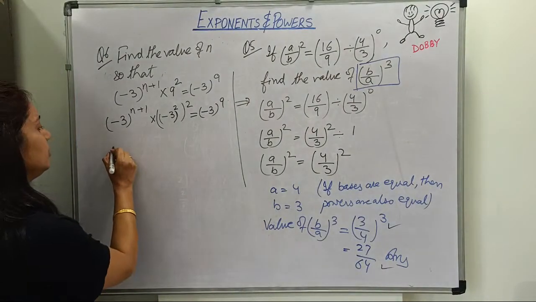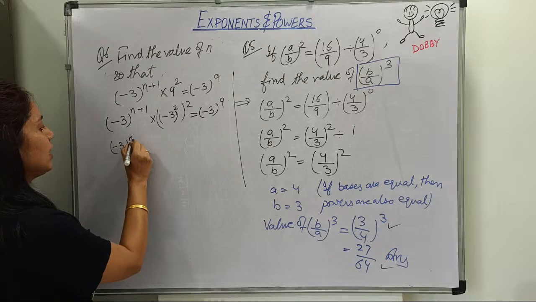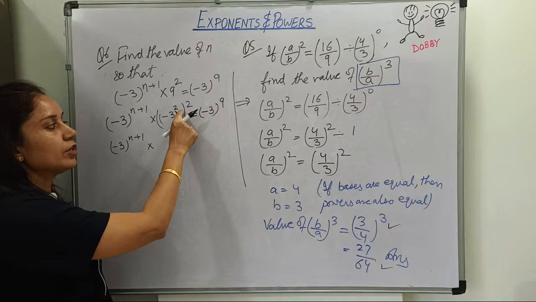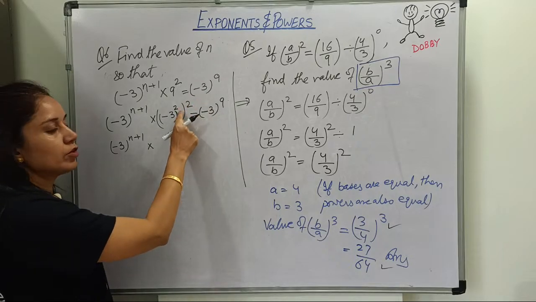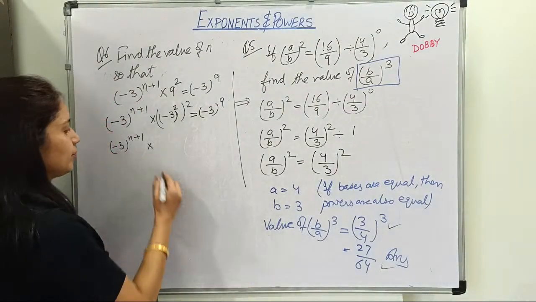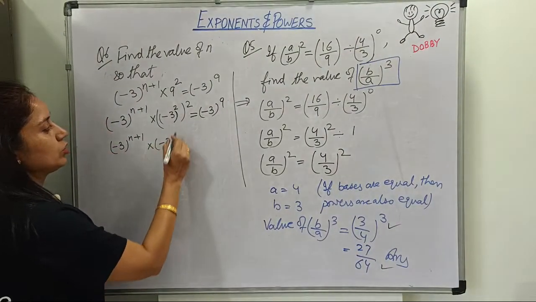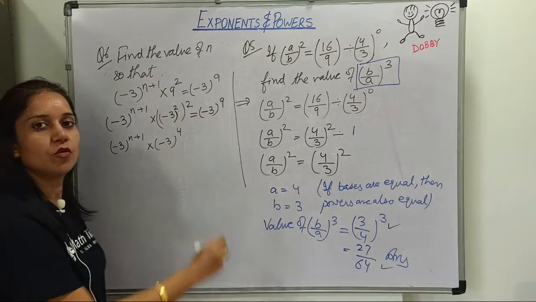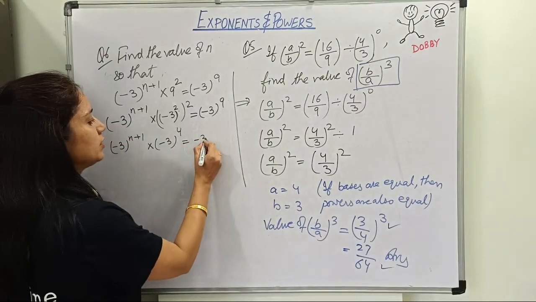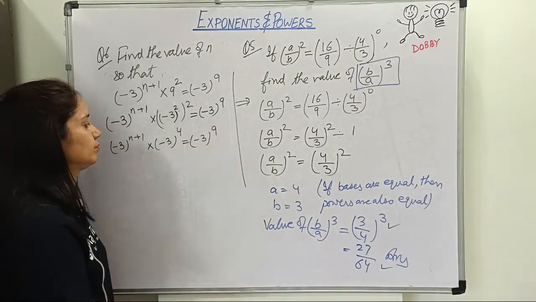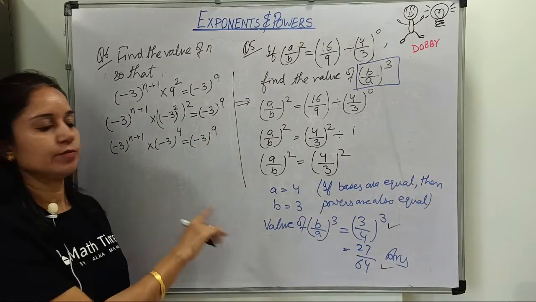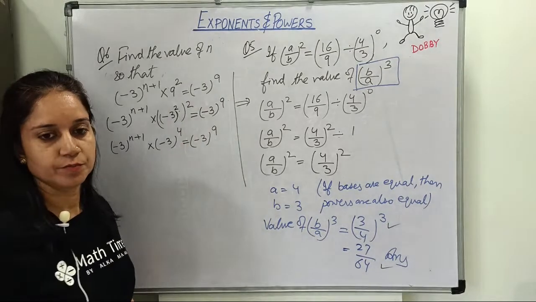Now solve it further. Minus 3 raised to the power n plus 1 multiplied by a base with power of a power. What do we do? We multiply the powers: minus 3 raised to the power 2 twos are 4, equals minus 3 raised to the power 9. Now all have turned into minus 3 base.